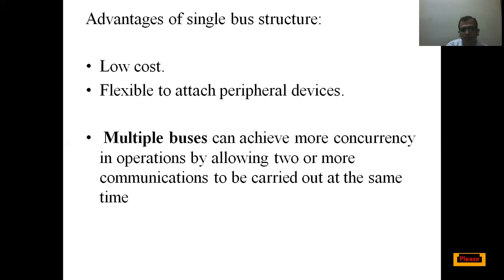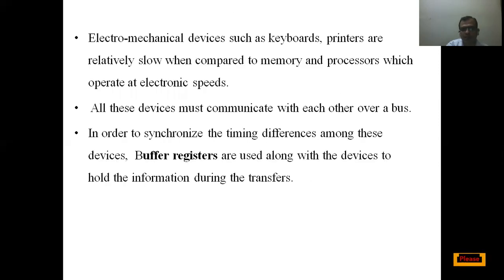Whereas in the case of multiple buses, it can achieve more concurrency in operations while allowing two or more communications to be carried out at the same time. In order to execute many instructions, because in a computer we are going to handle many instructions at a time, we need multiple buses. We can achieve more concurrency in operations by allowing two or more communications to be carried out at the same time.